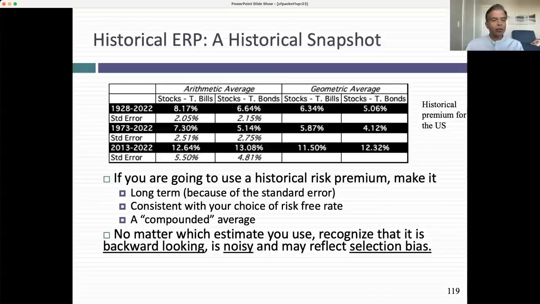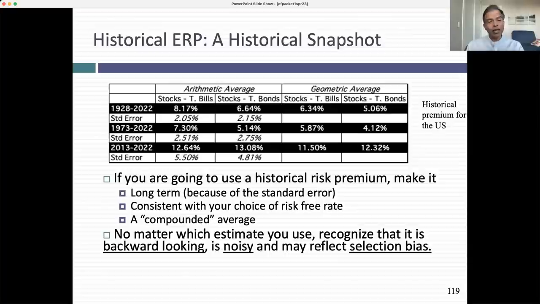Do you see why I don't even want to go to the 50 or definitely not the 10 years? With a 10-year premium, look at the standard error. It's almost all noise. A 10-year risk premium in equity markets is almost useless as an estimate because there's so much noise in stock returns.